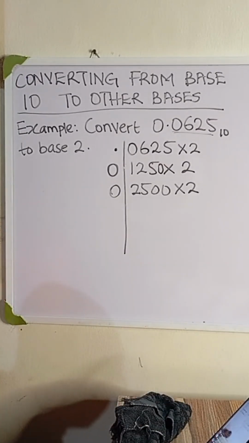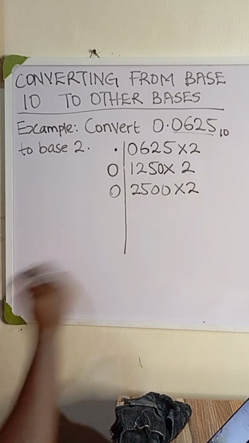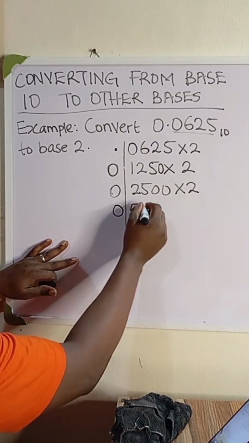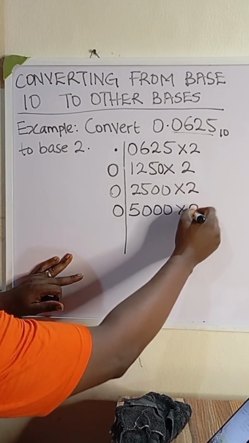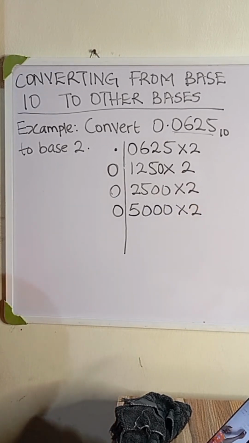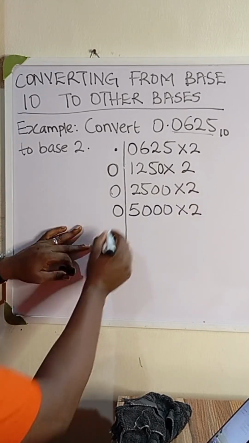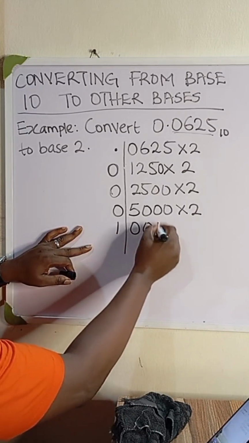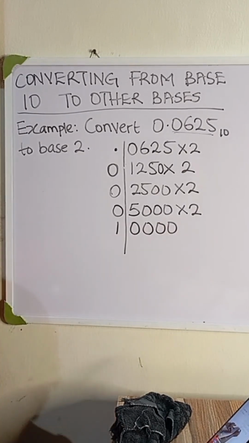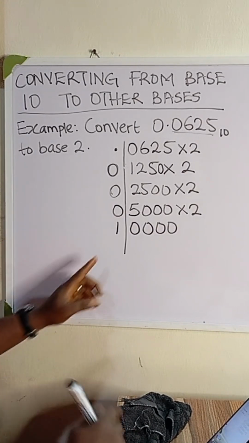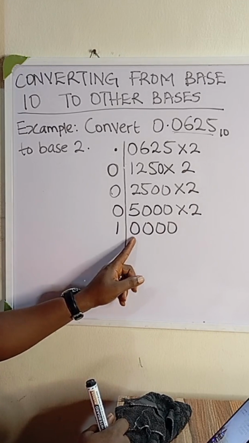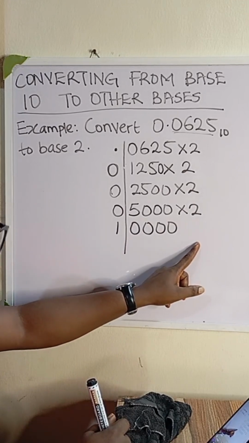0.2500 multiplied by 2. What are we going to get? Okay, someone said 0.5000. Good. And then we multiply again by 2. When you multiply this again by 2, what do you get? Good. So we have 1.0000. Now we've gotten something we are looking for. We've gotten a whole number and the decimals are now 0. So we can stop here.